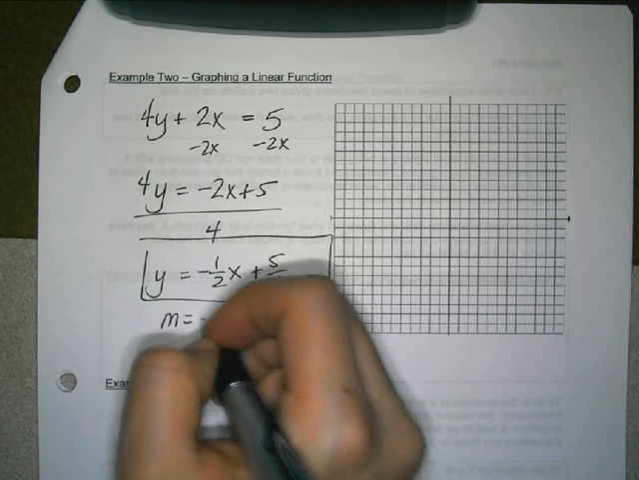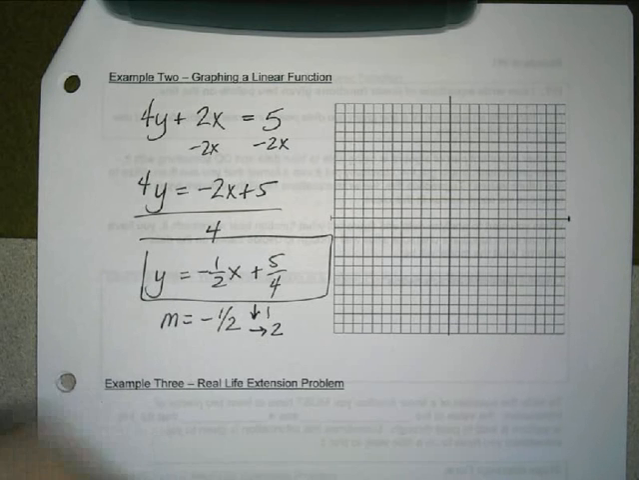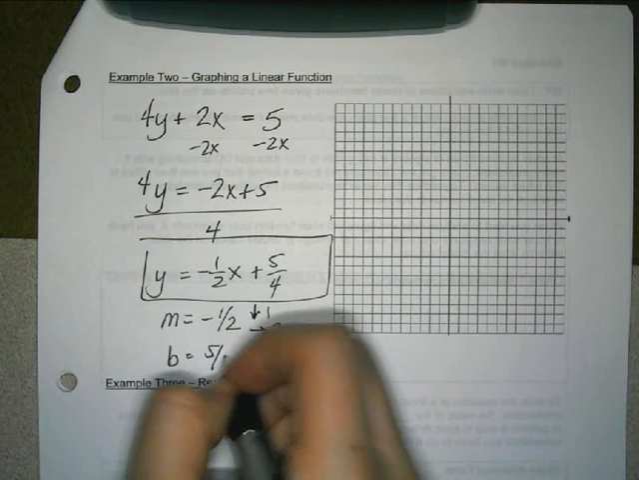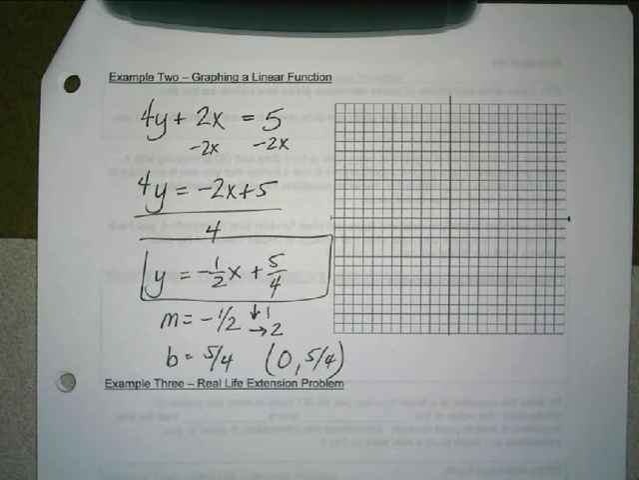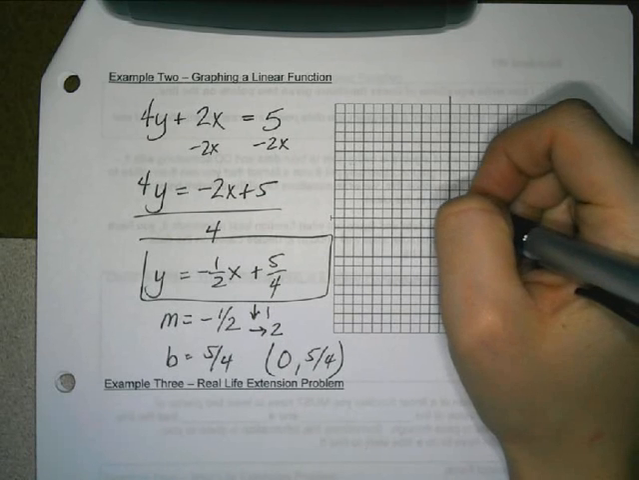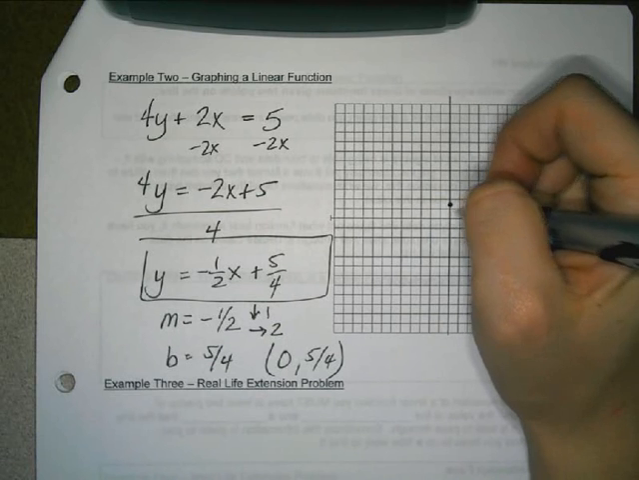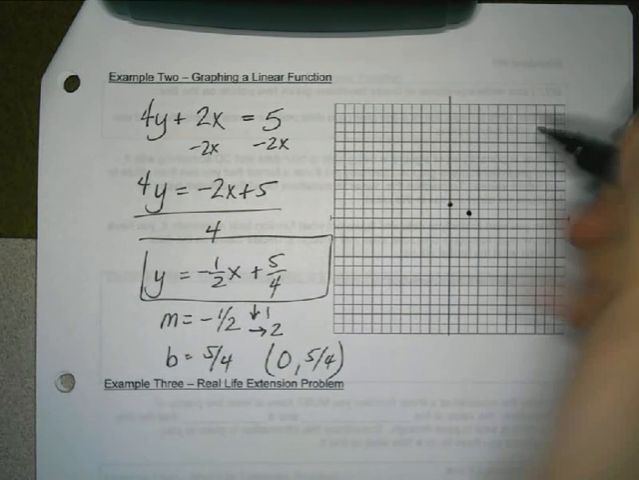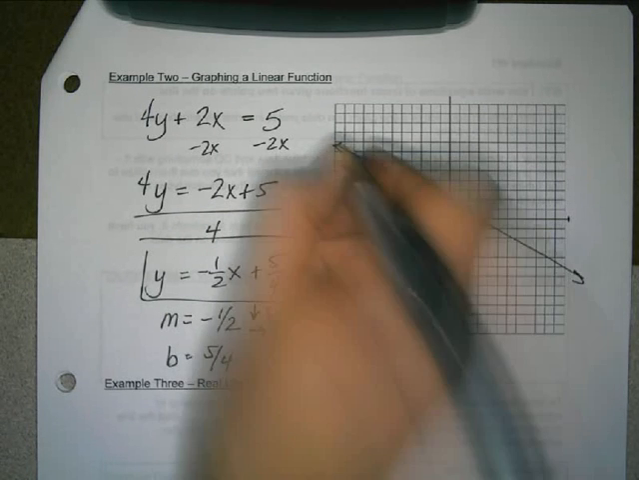Okay, let's identify the slope. The slope is negative 1/2, which means I'm going to go down 1 for every 2 I go forward. And then my b value is 5/4, and as an ordered pair, I could write it as 0, 5/4. And to graph, we're going to start by graphing that y-intercept. So we have 0, 1 and 1/4. And then from that point, we're going to go down 1 and over 2. Make another point, and then draw in your line as best you can.